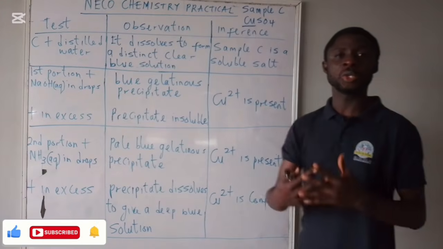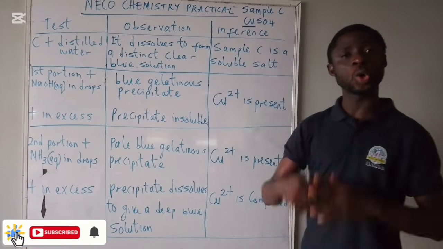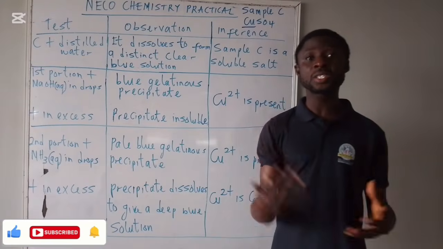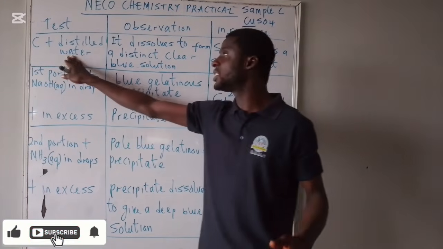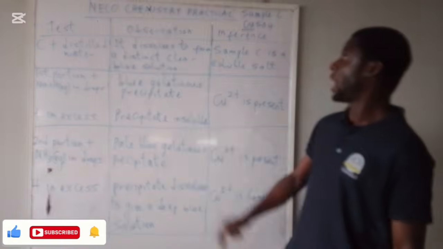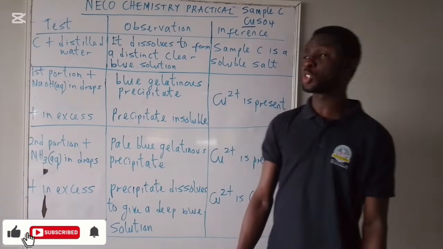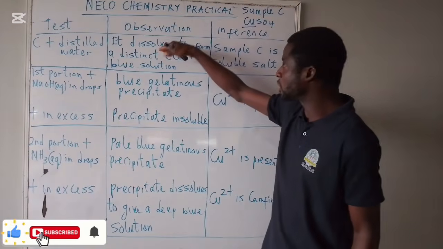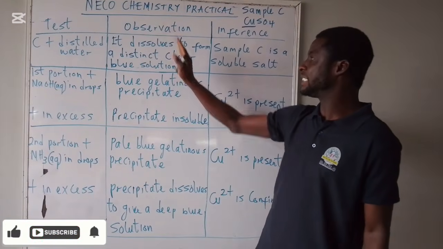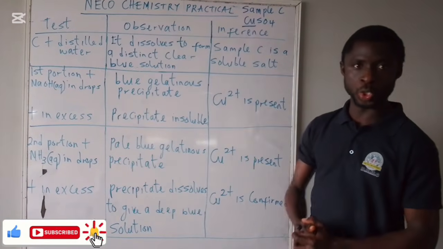Now, the first thing you are expected to do when you are carrying out your qualitative analysis is to dissolve your sample in water. So our sample C is dissolved in distilled water. And what you are going to see as your observation is that your sample C is a soluble salt, so it will dissolve to form a distinct clear blue solution.